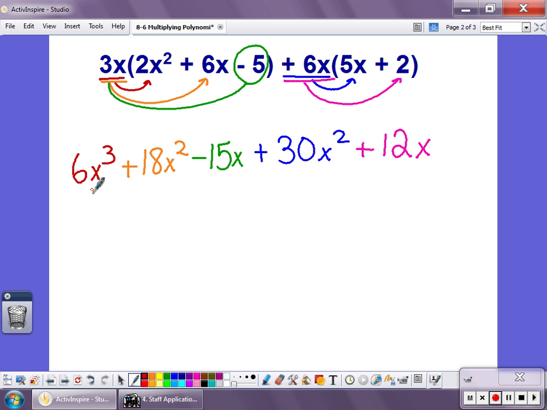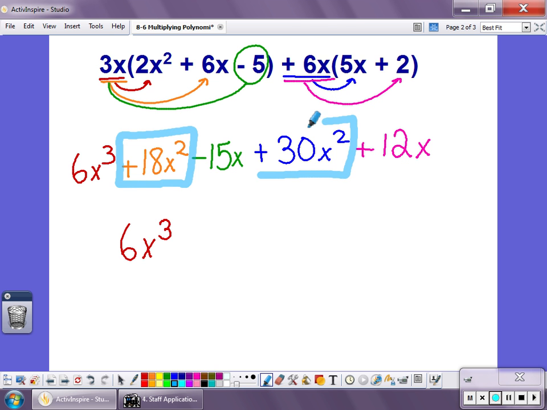So when I look, I see I have an x cubed, x squared, x squared, x. The only x cubed term I have is 6x cubed, so there's nothing to combine with that. I notice that I have an 18x squared and a 30x squared. Since they both have x squared, those two terms can be combined together. 18x squared plus 30x squared gives me a 48x squared.